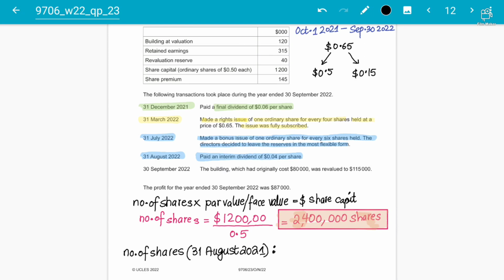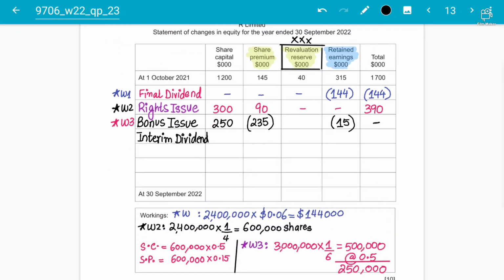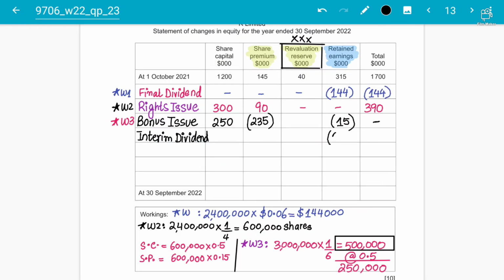So you started with 2.4 million shares, then you added 600,000 shares, so you got 3 million shares, and then in that you have also got the bonus issue shares, that is 500,000. So eventually the total shares are 3,500,000, so 3.5 million shares, and you're going to multiply this at the rate of 0.04 to get the dividend per share. So 0.04 into 3,500,000, you are going to pay an interim dividend of 140,000.